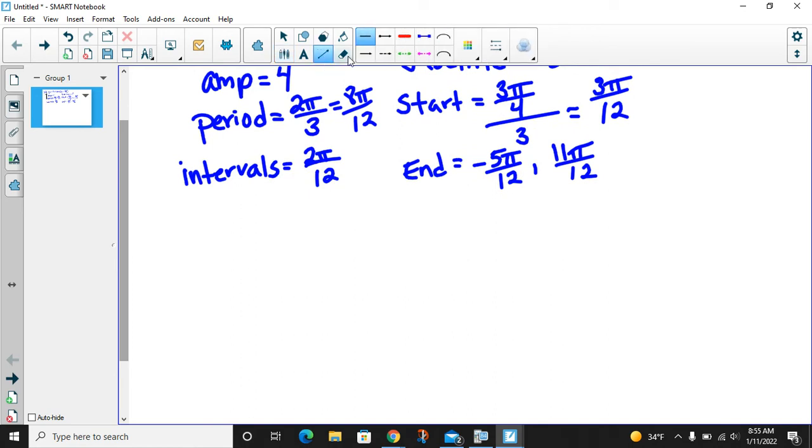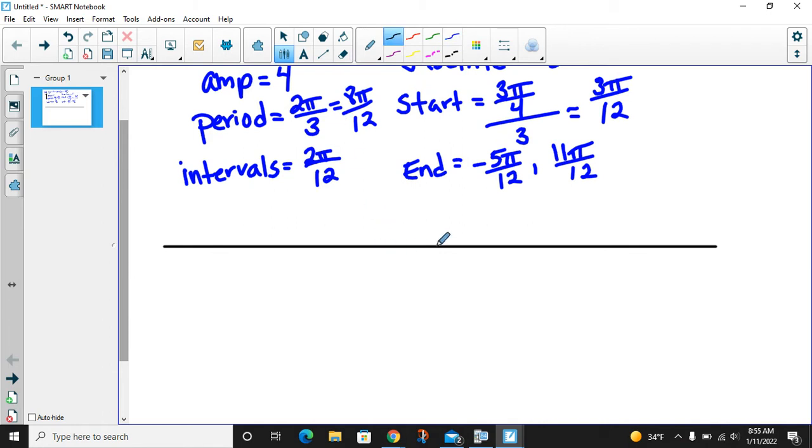So what I want to do now is start with an x-axis. Then we start right in the middle, and we put our start, so 3 pi over 12. And then we go 1, 2, 3, 4 ticks to the right, and 1, 2, 3, 4 ticks to the left. Now every time I go to the right, I'm going to add my interval. Every time I go to the left, I'm going to subtract my interval. So I'm going to go to the right first and add. So then I will have 5 pi over 12. Add 2 pi over 12 again to get 7 pi over 12.